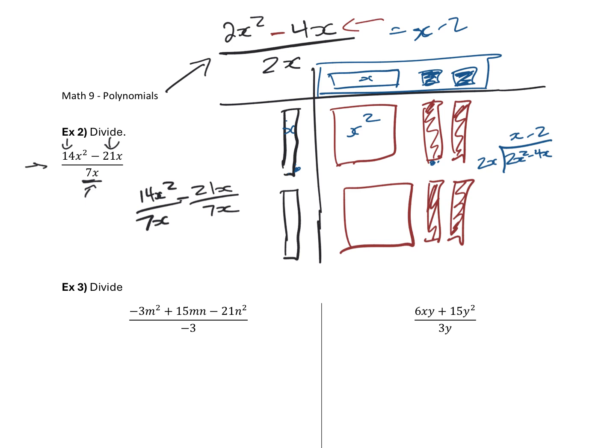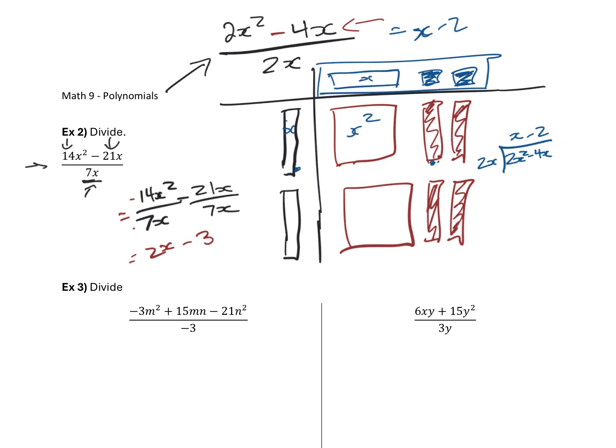Okay, so now if I think about this, I'm going to divide the two coefficients. So 14 divided by 7 is 2, and x squared divided by x is going to leave me with x. And then I have minus 21x divided by 7x. So 21 divided by 7 is 3, and x divided by x is going to leave me with 1, right? So my quotient becomes 2x minus 3. My simplified version of the polynomial division equals 2x minus 3.